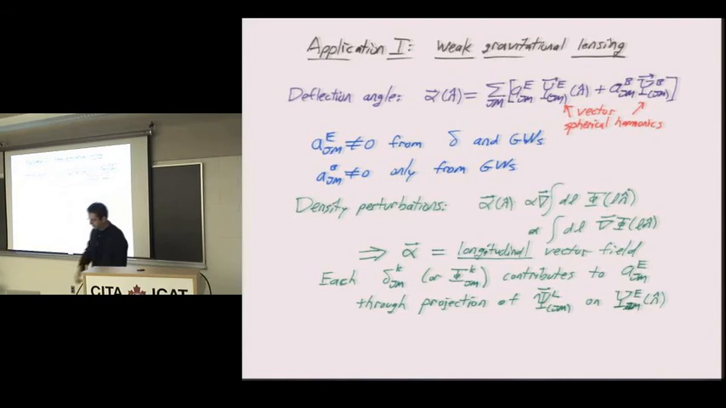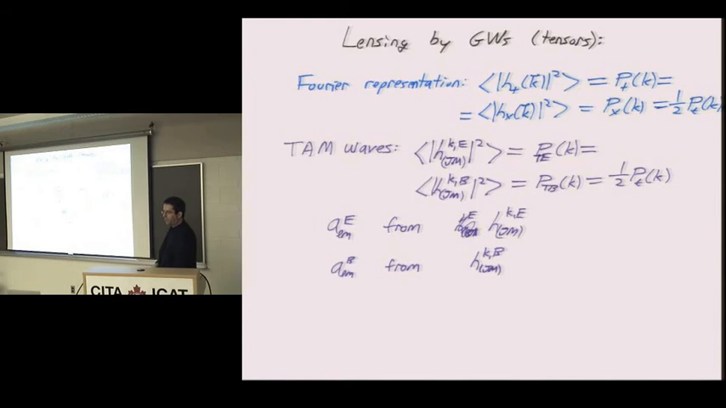Lensing by gravitational waves is a bit more complicated, but still a lot simpler than standard. In the Fourier representation, we know that the expectation value of h plus squared, for any gravitational wave, any plane wave, has to be equal to the expectation value of h cross squared. And so we call both of those, P plus and P cross, one half the tensor gravitational wave power spectrum. In the total angular momentum wave representation, you can show that the expectation values of the tensor E mode and tensor B mode are the same. So a stochastic gravitational wave background has equal contributions of E and B mode total angular momentum waves.